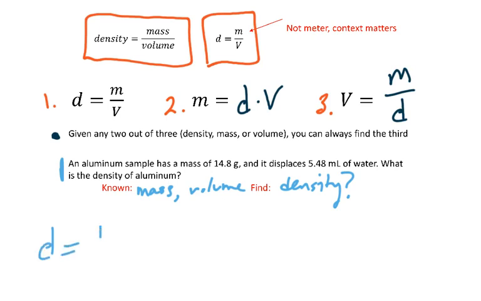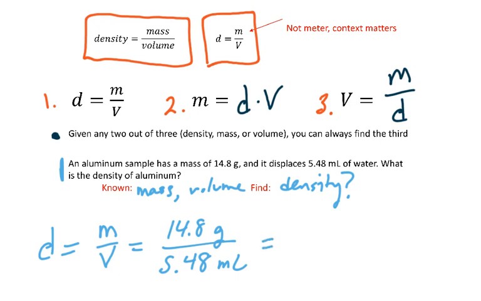So we're going to take the equation that solves for D. Mass over volume. So we have 14.8 grams divided by 5.48 milliliters. So we punch it into your calculators and we get 2.70.